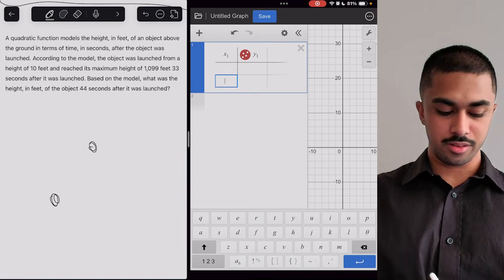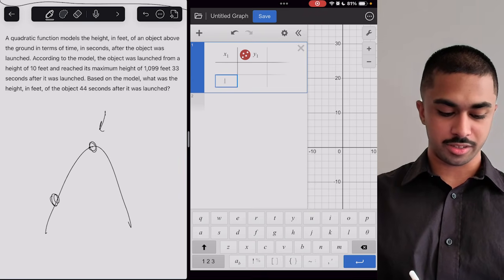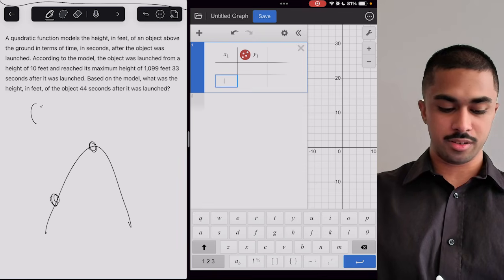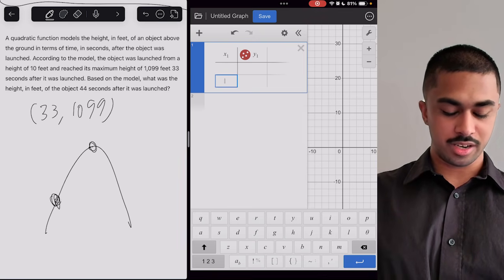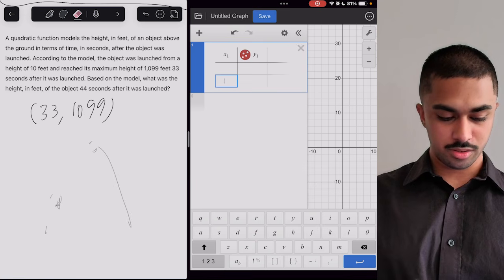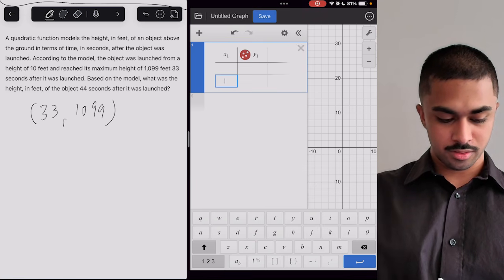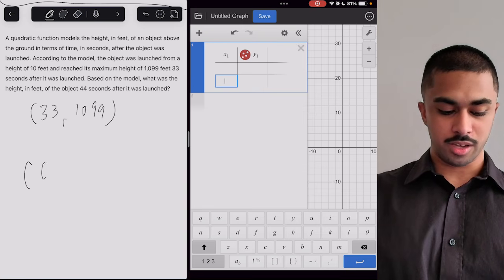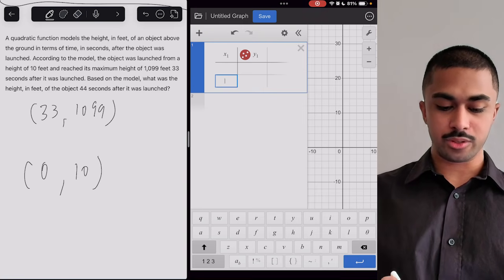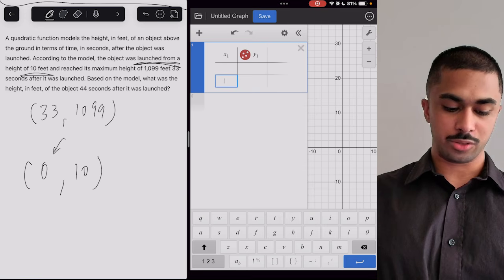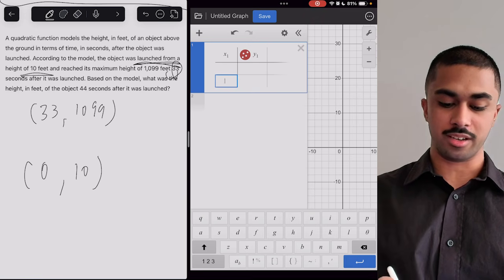As I mentioned, they always give you one of them as the vertex. That one's the easy one to find. In this case, the vertex is this, right? The second point is going to be a lot harder to find. It's actually (0, 10) because it was launched from a height of 10 feet. So what they want you to identify is when it was launched, it's at 0 seconds.